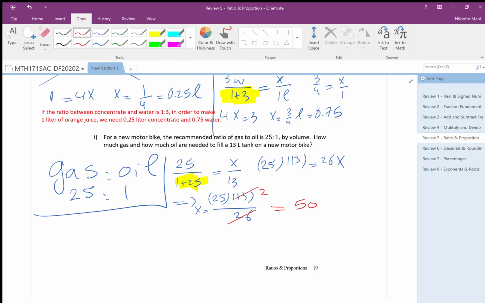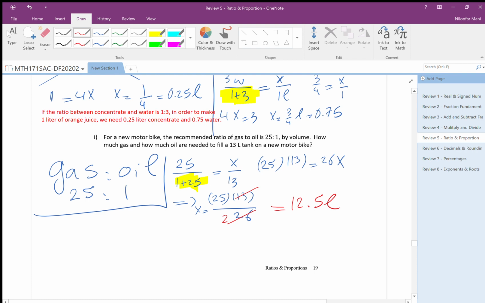Let me see. I made a mistake somewhere. So 25 to 26, I have to add x over 13 liter. Oops, I need to do 2 here. I'm sorry. Yes, so it's 25. Okay, so 12.5. So 12.5 liter.